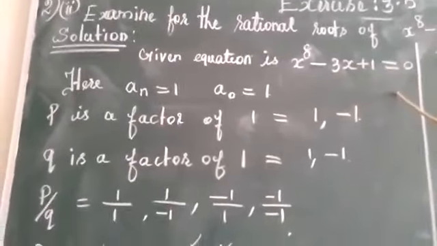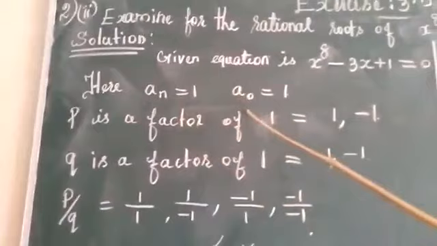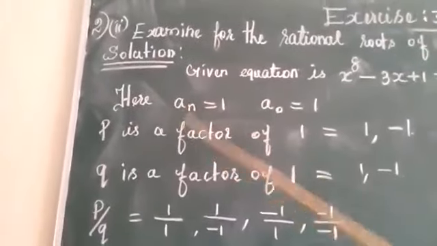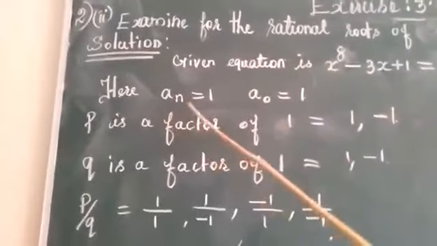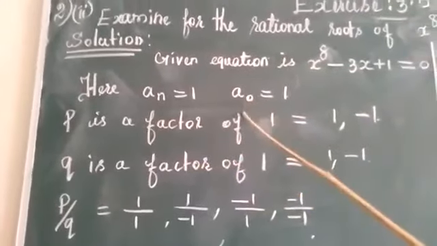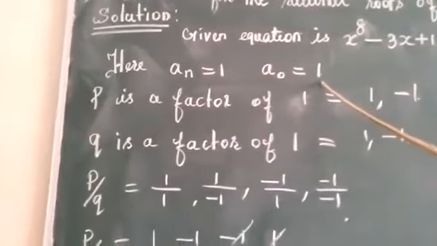From the given equation, we can find out the value of a(n) and a naught. a(n) is the leading coefficient. Here the leading coefficient is 1, so a(n) is equal to 1. And a naught is nothing but the constant term, that is 1 here.